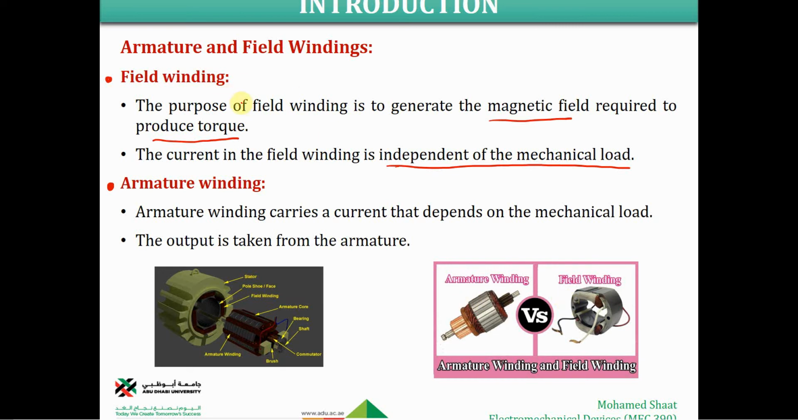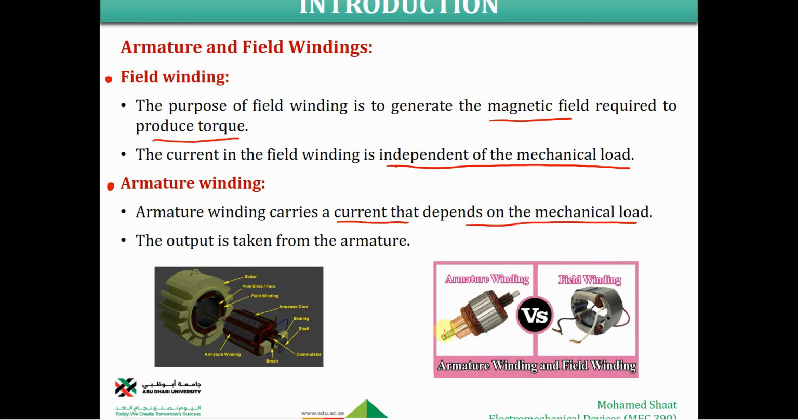So we said that the field windings are needed to generate the magnetic field, and the current over it is independent of the mechanical load. But the armature winding carries a current that depends on the mechanical load. This is especially so when the armature winding is set up over the rotor, because the rotor will be connected to the shaft, and the shaft will be connected to the machine.